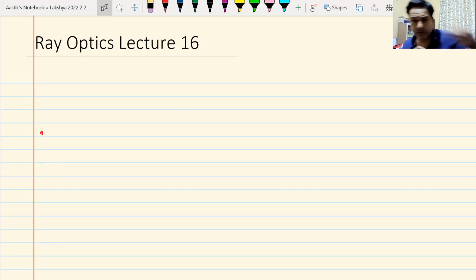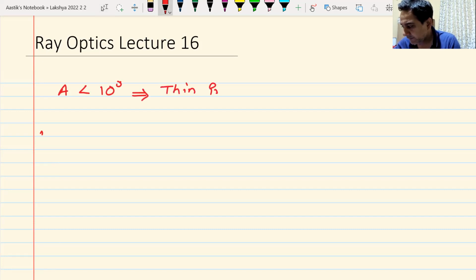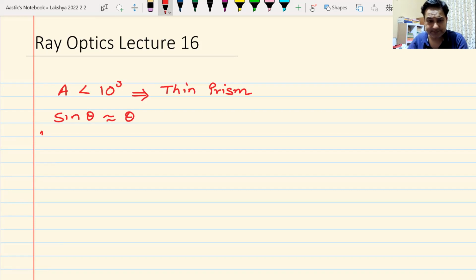We had seen what is the angle of the prism. A is the angle of the prism. We had seen that if this angle A is less than 10 degrees, do you remember this 10 degrees? If the angle of the prism is less than 10 degrees, then such prisms are known as thin prisms. And we had seen that for a thin prism, the value of sine theta can be approximately taken as theta. Yes or no?